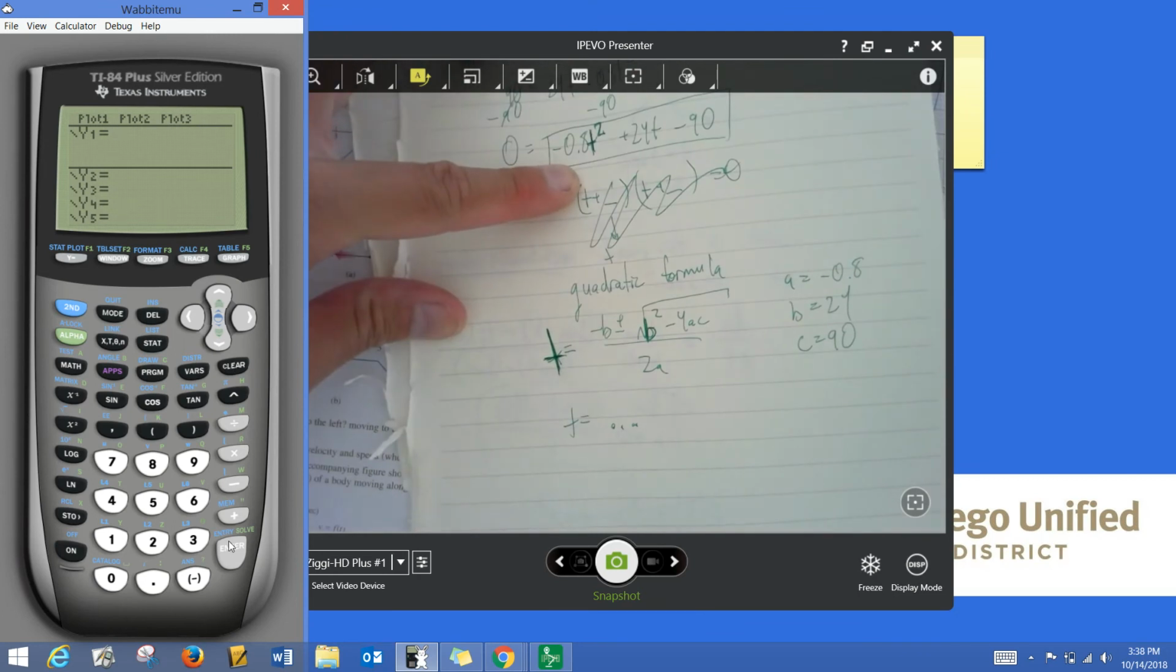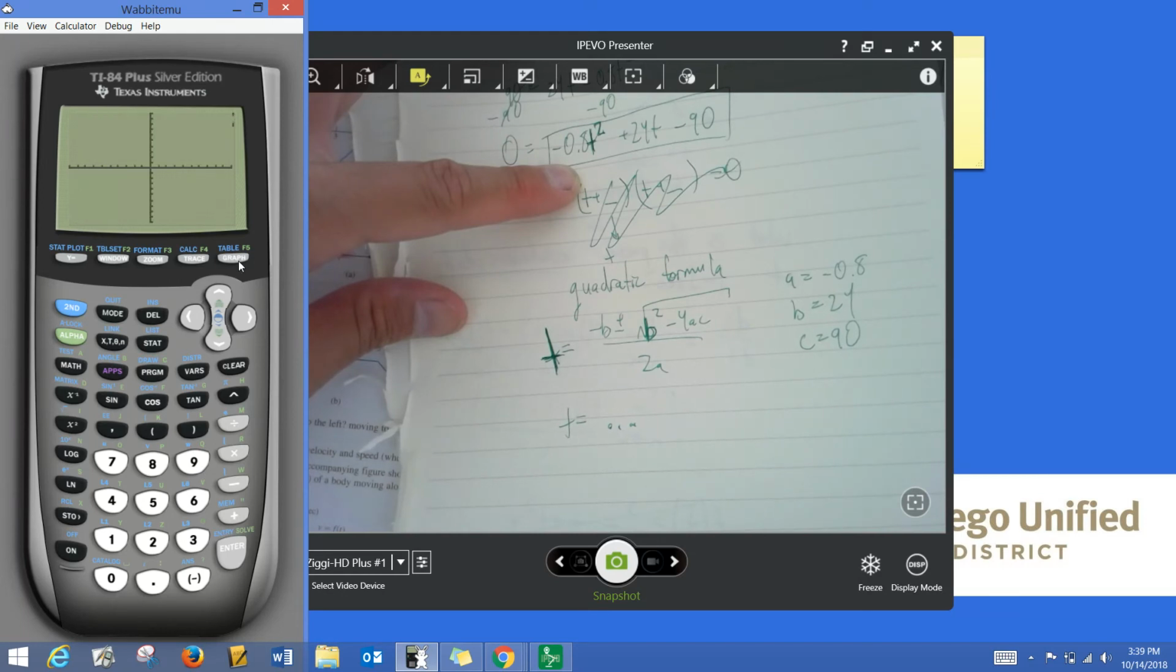I rearranged this to have the highest exponent value coming first. So it's negative 0.8 t squared, or in this case, the variable. I don't have t, but I can use x squared. Plus 24, again, I don't have t, but x works just the same. Minus 90. I am expecting a parabola because this is an x squared kind of thing. All right, let's see what happens here.